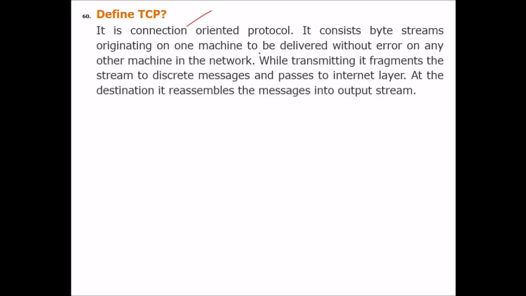Now, what is TCP? TCP is a connection-oriented protocol, Transmission Control Protocol. It consists of a byte stream originating from one machine to be delivered without error on any other machine in the network. While transmitting, it fragments the stream into discrete messages and passes them to the internet layer, that is the IP layer, and at the destination it reassembles the messages into an output stream.